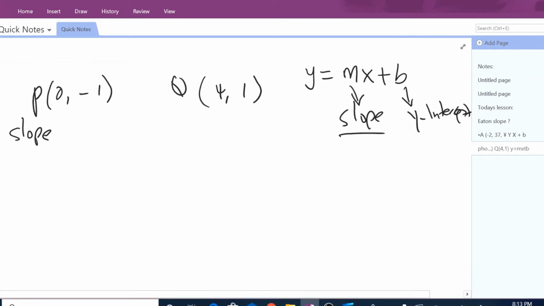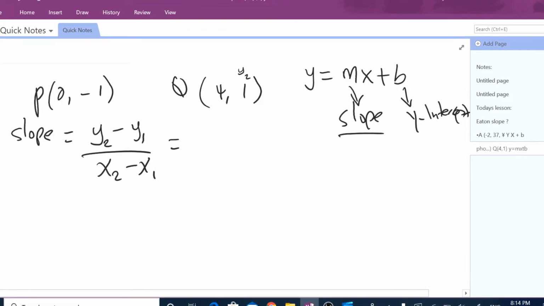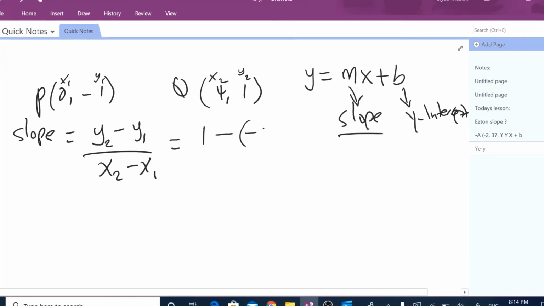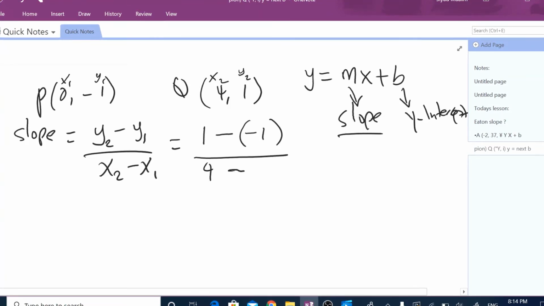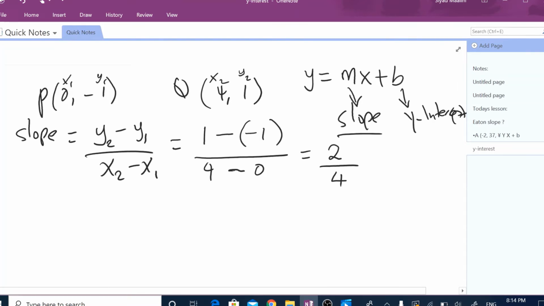We said slope is equal to y2 minus y1 divided by x2 minus x1. What is our y2? This is our y2. This is x2. This is y1. This is x1. Therefore, y2 is 1 minus, what is y1? y1 is negative 1, divided by, what is x2? x2 is 4 minus x1, which is 0. So this will give me 1 minus negative 1, that will give me 2, divided by 4 minus 0. Let me just write this properly.